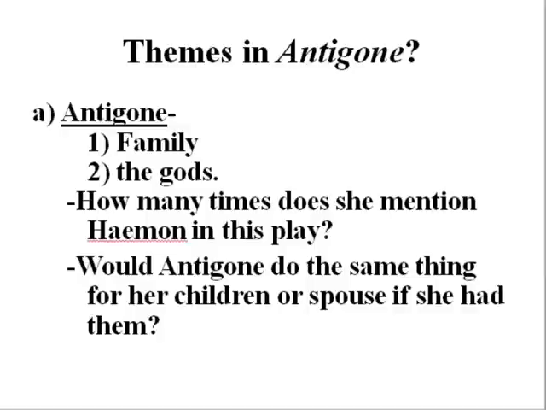So let's start with Antigone. What's she interested in? She's interested in family. She's most interested in burying her brother, and she values that above the state. She's most interested in what the gods would want, because that's important to her. How interested is she in love? Ask yourself this. How many times does she actually mention Haemon in this play? And would Antigone do the same thing for her children or spouse if she had them?